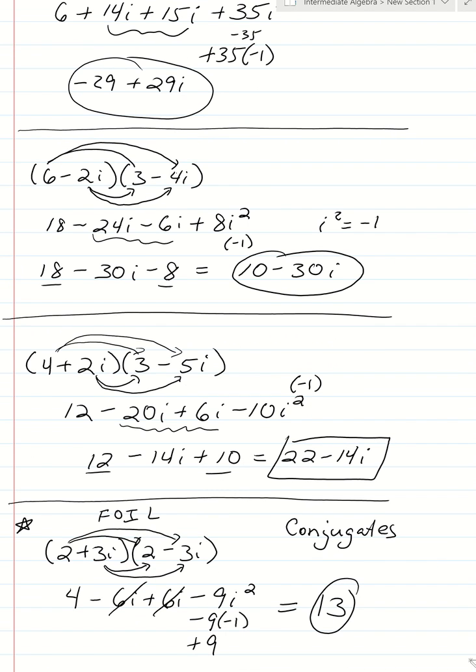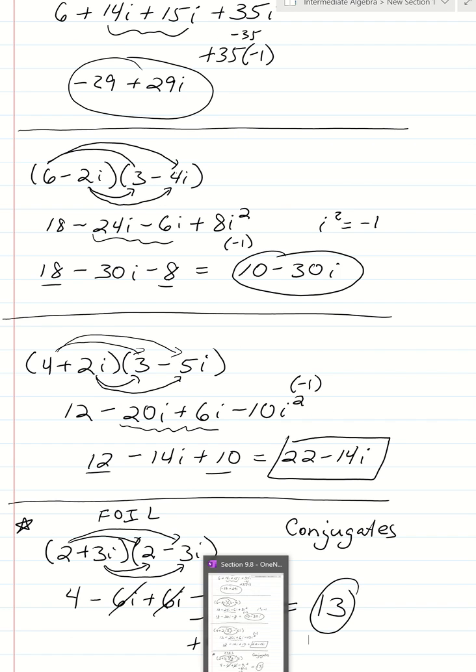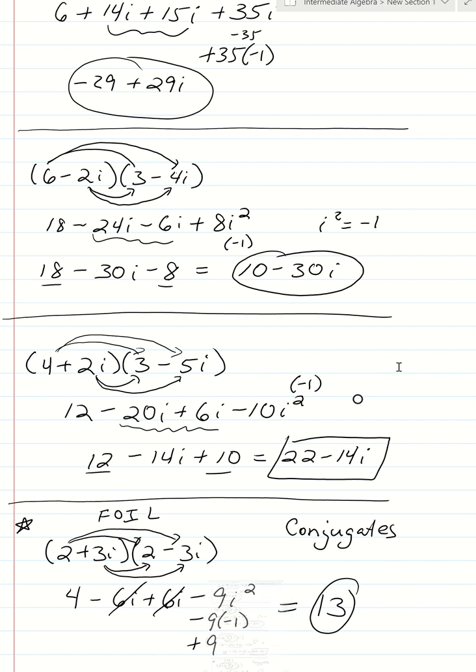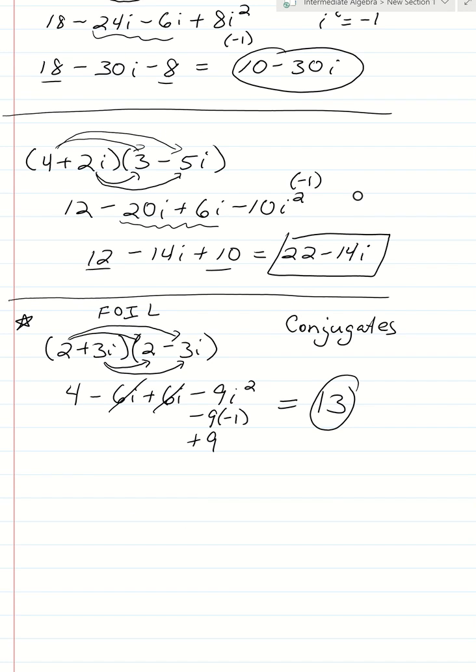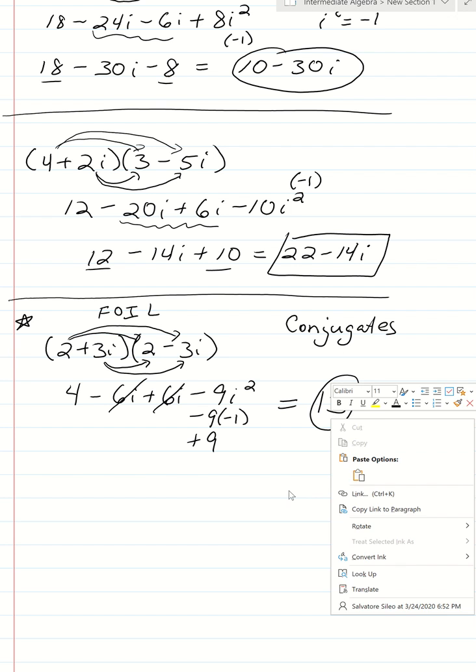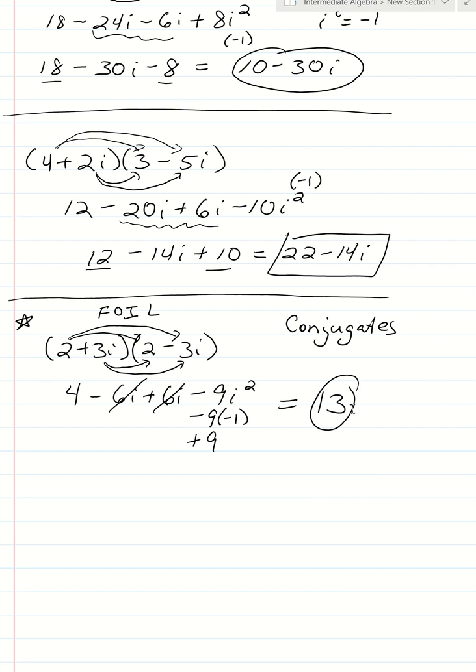When we multiplied these complex numbers, once again, our answer took the form of a complex number, a real part, an imaginary part. However, when we multiplied these special complex numbers, these complex conjugates, we didn't have an imaginary part left over, okay? What did we have? Only a rational number. And this is going to come in handy for our very last topic of Chapter 9.